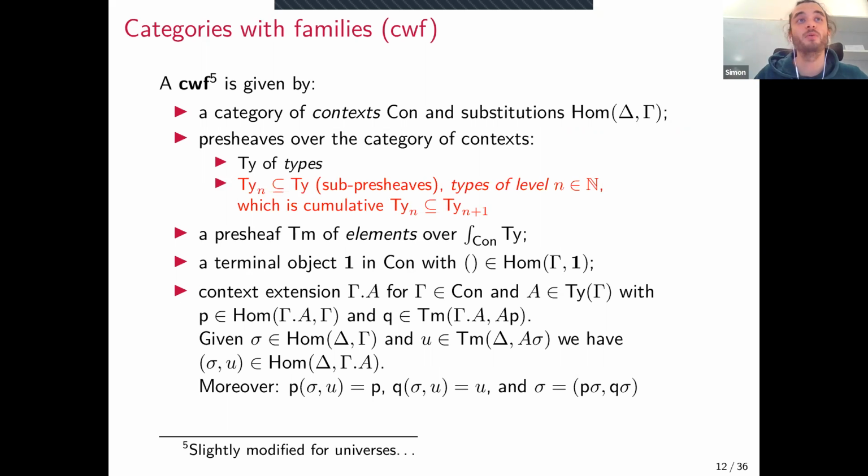What I will use in this talk is a slight modification of this notion. So here something popping up in red. There will be a bunch of further presheaves on the category of contexts. This is Ty_n, where this n indicates the level, for universes. And I assume that these are sub-presheaves of the presheaf of types, by which I mean really pointwise subsets. And it is also cumulative. So if I have a type of level n, then it's also a type of level n plus 1. So this simplifies things later on a bit.